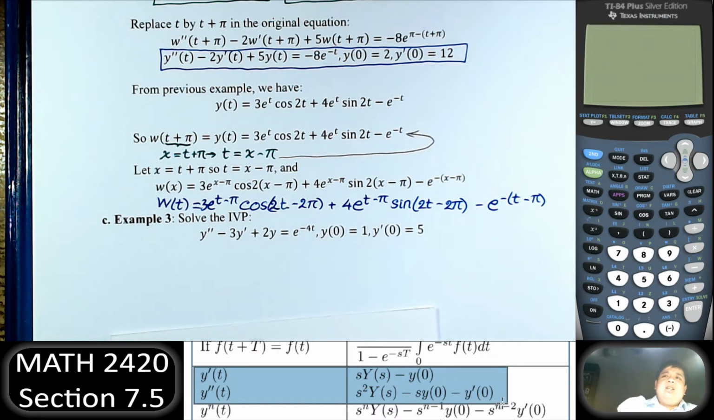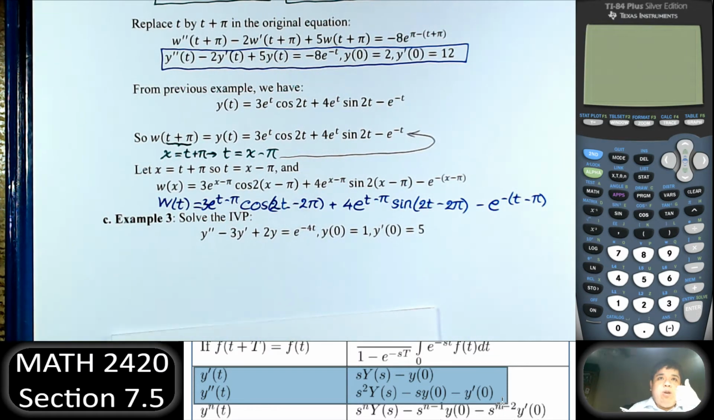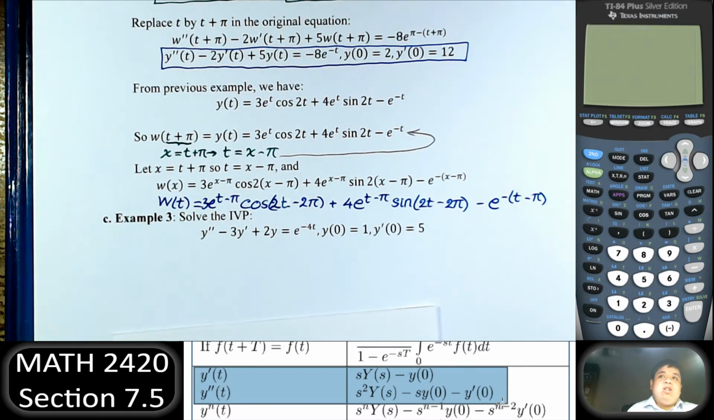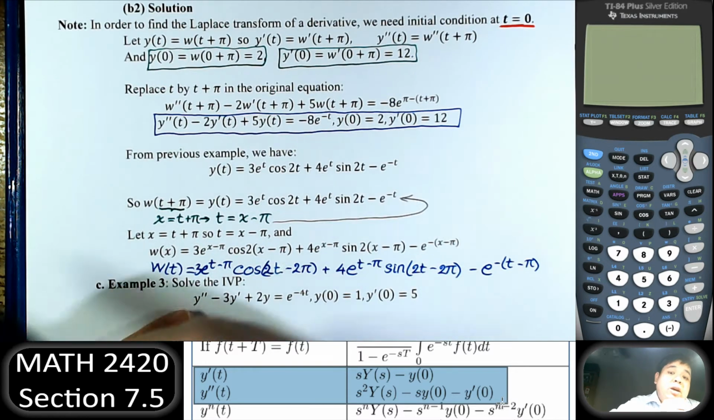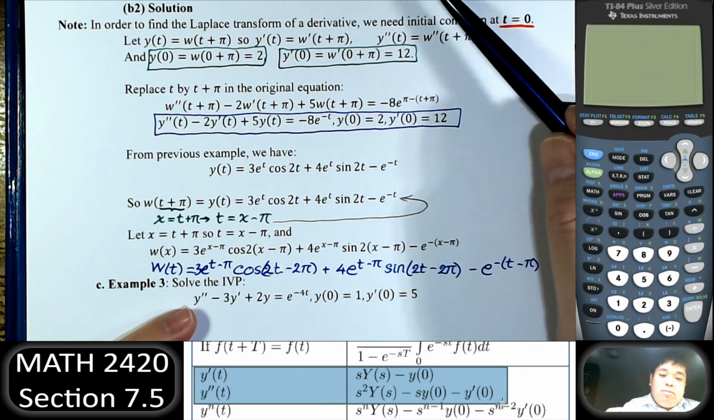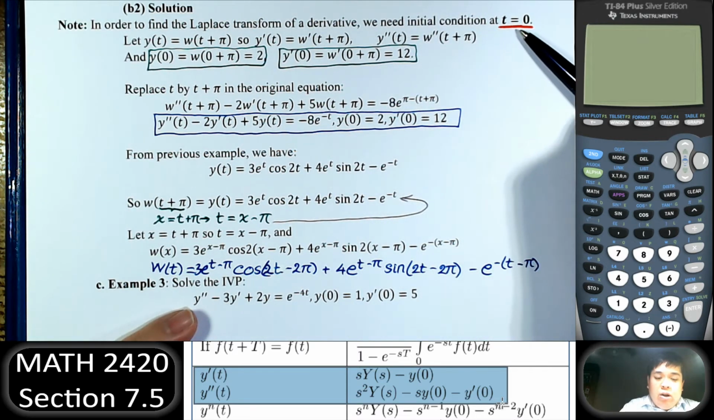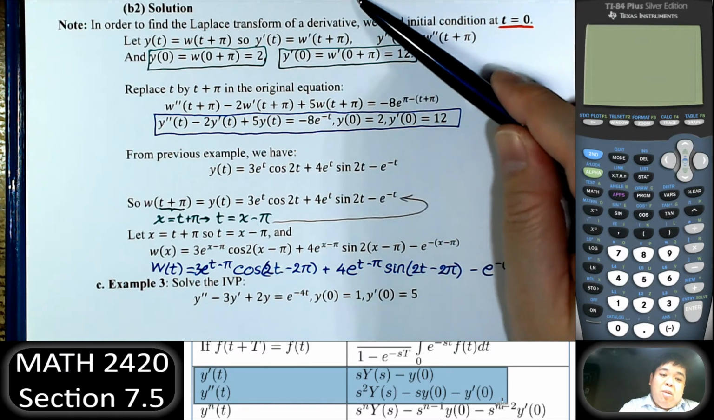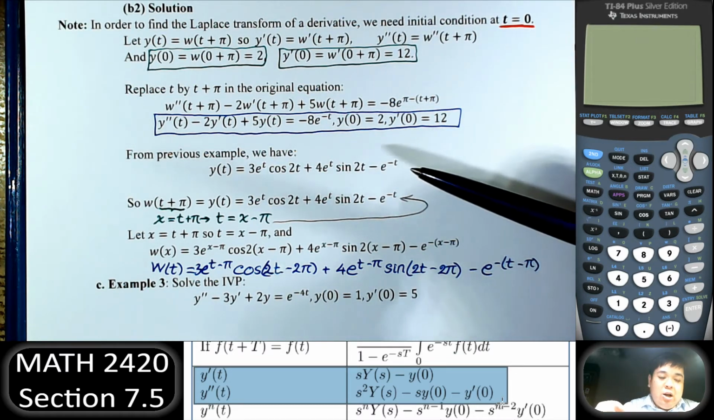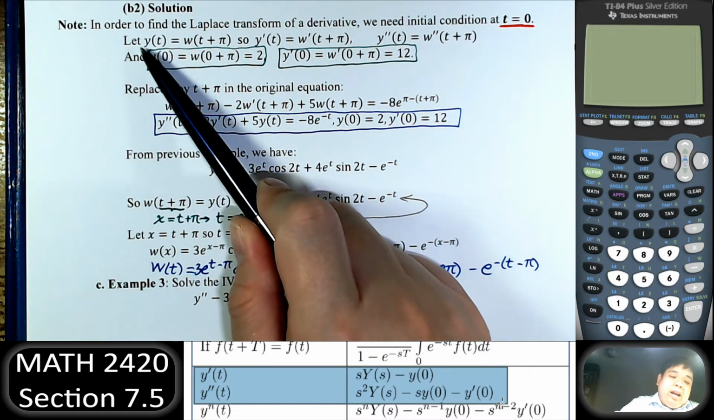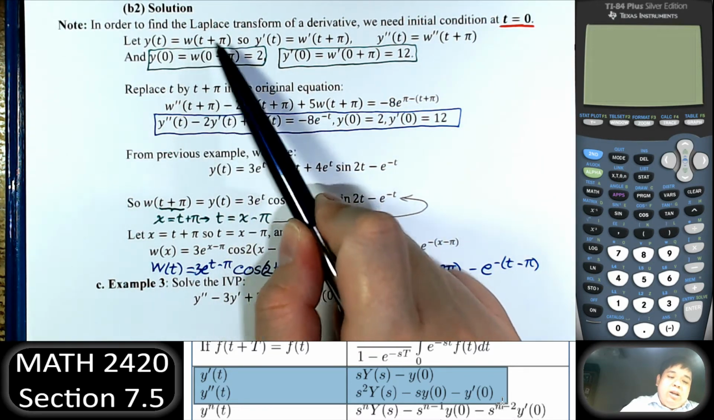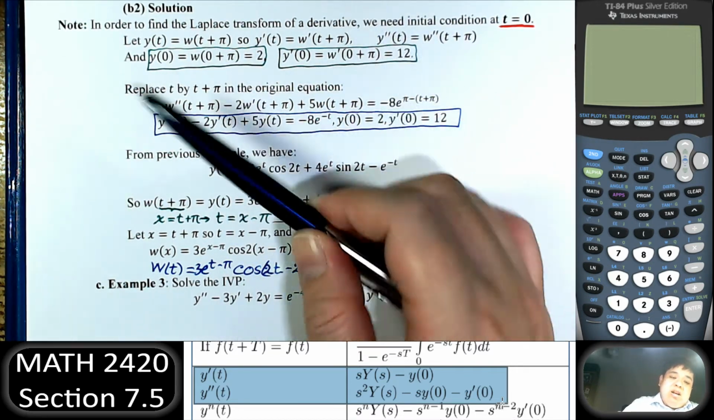So the point is still the same: Laplace transform, solve for y of s, and then inverse Laplace transform. The only problem here is that the initial condition is not at 0, so we have to turn the pi into 0. In that case, we let y of t equal to t plus whatever that number is, and we go from there.